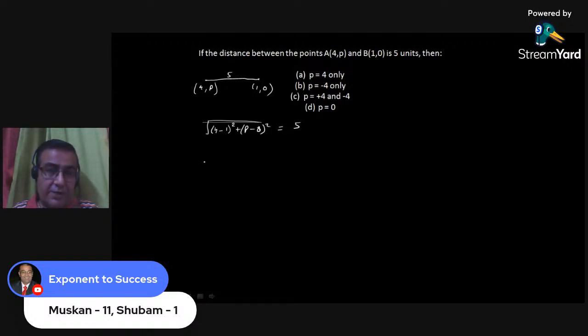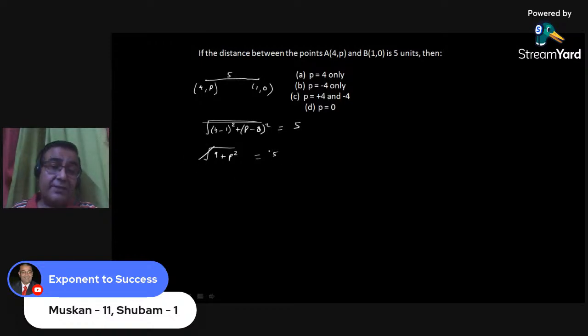Okay, so 4 minus 1 is 3. 3 square is 9 and p minus 0 is p, so p square. 9 plus p square is equal to 5, under the square root. Okay, do we have any correct answers yet? No. Okay, no points for you.